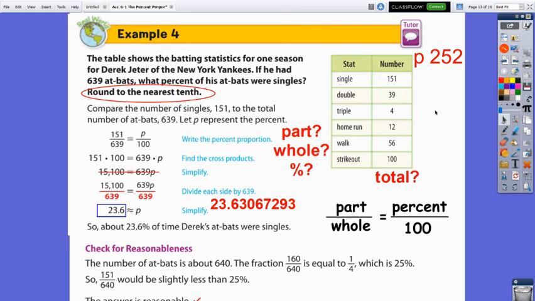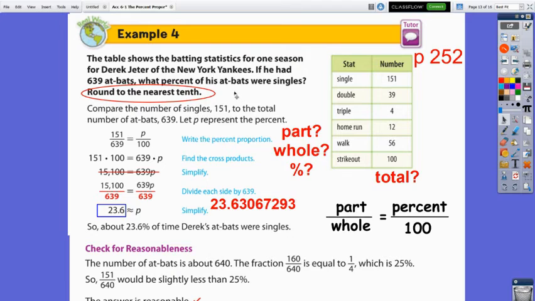So we'll end with a couple of real-world problems here. Here's a real-world example. The table shows batting statistics for Derek Jeter, one season. So it's pretty old, obviously. 639 at-bats. What percent of his at-bats were singles? Round your answer to the nearest tenth, it says, because this one's going to come out to a bizarro decimal.